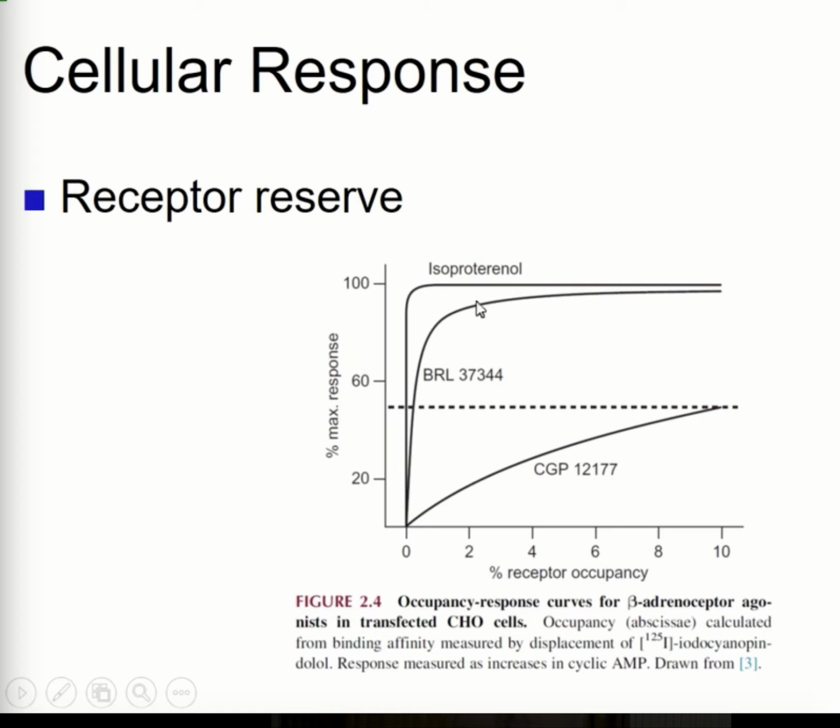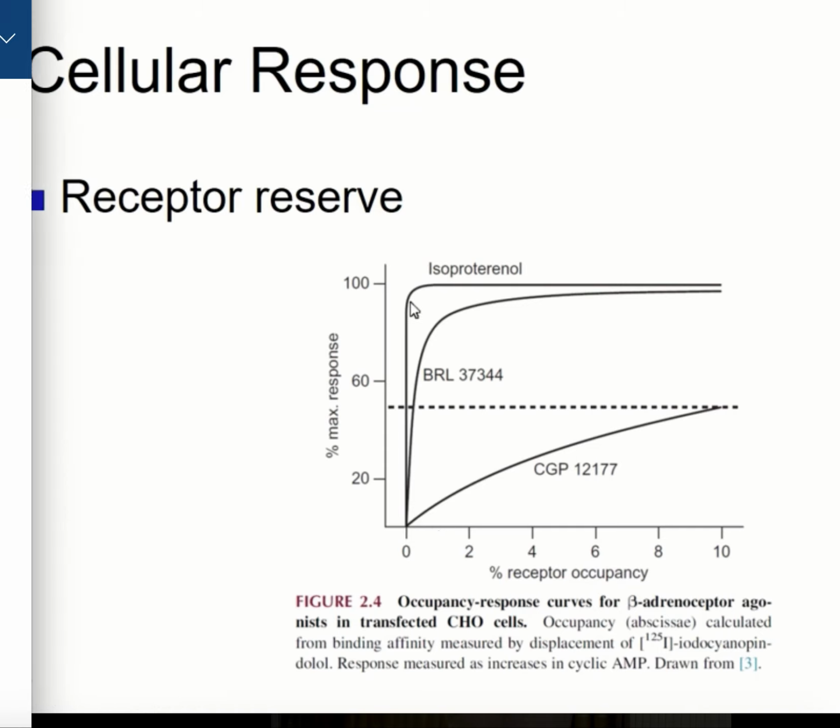And so we see 3 different agonists of the same receptor, each have slightly different response rates at the same occupancy percentage. So isoproterenol achieves 100% response at occupancy so low that we can't even tell that it's not at 0. Basically, any occupancy with isoproterenol achieves 100% response. This BRL compound achieves 100% response at very low occupancy. It is certainly more than isoproterenol, but at just 10% occupancy, we're at essentially 100% response. Whereas the CGP compound requires a lot of occupancy to achieve response. And so at 10% occupancy, we're at roughly 50% response.